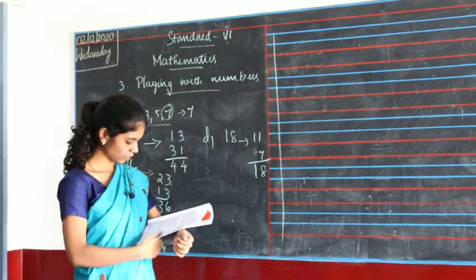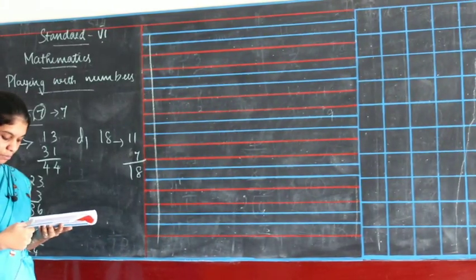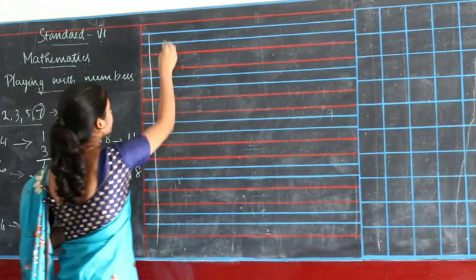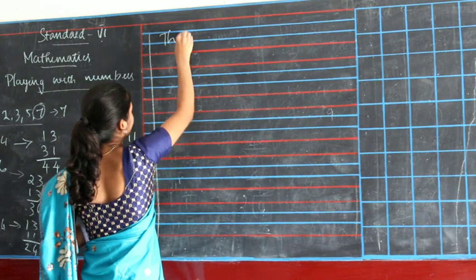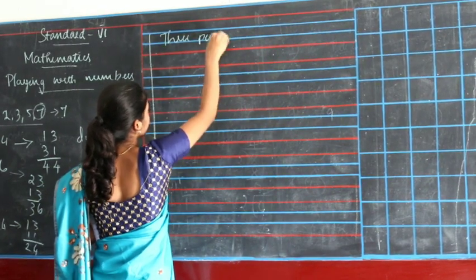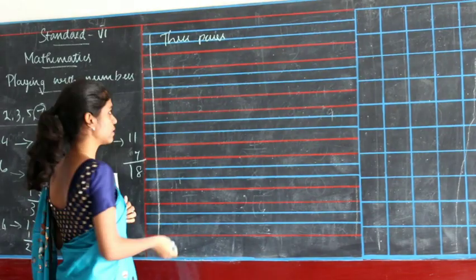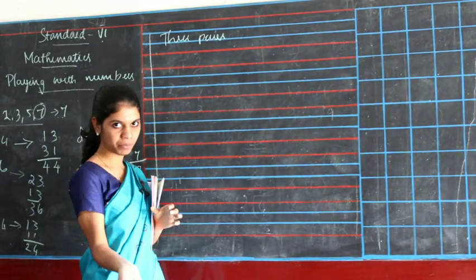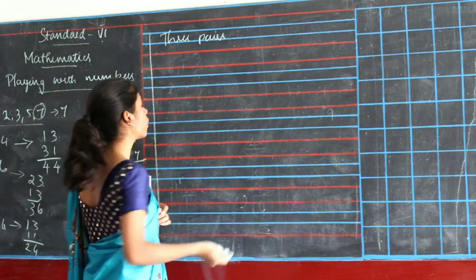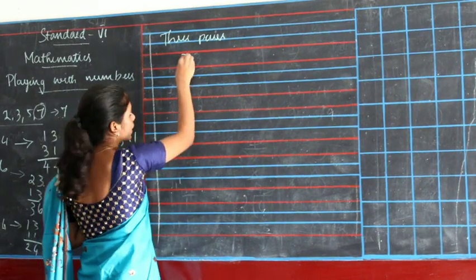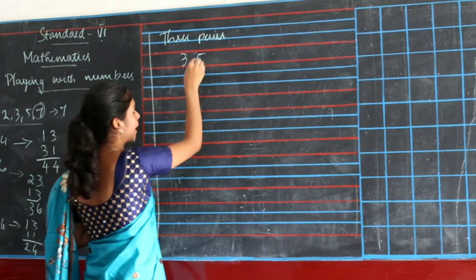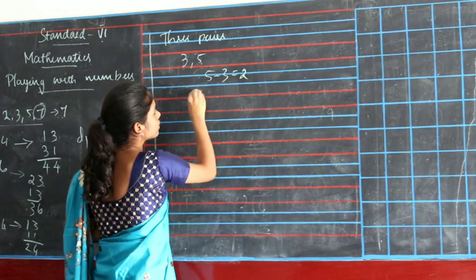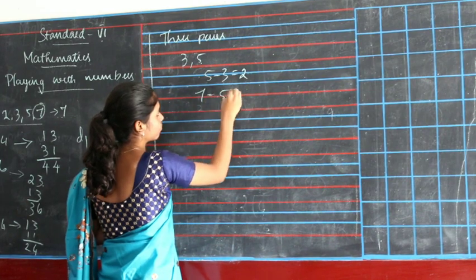Next one. Give 3 pairs of prime numbers whose difference is 2. 3 pairs of prime numbers whose difference is 2, which means if you are subtracting one prime number from the other, you should get 2. Okay. For example, 3 and 5. If you subtract 3 from 5, you will get 2, or 7 and 5, 2.